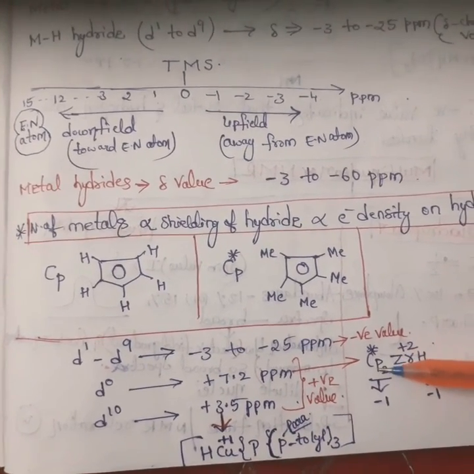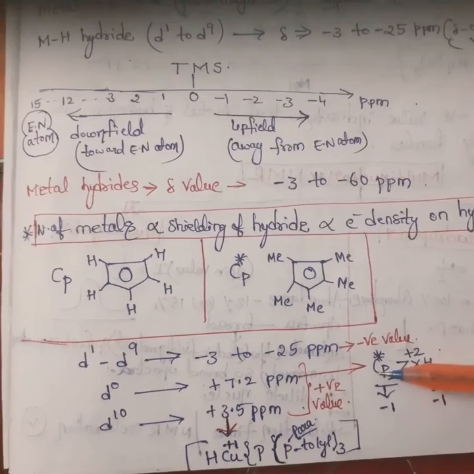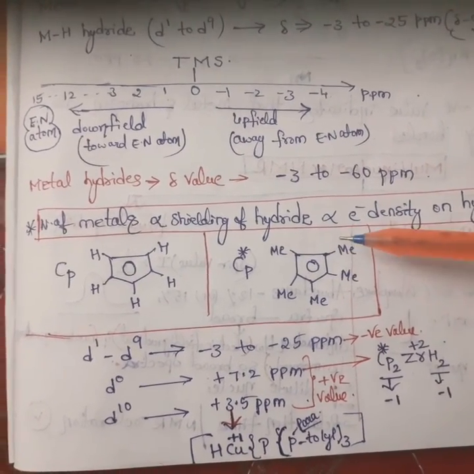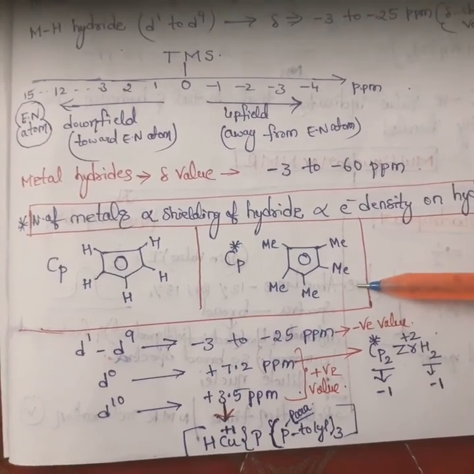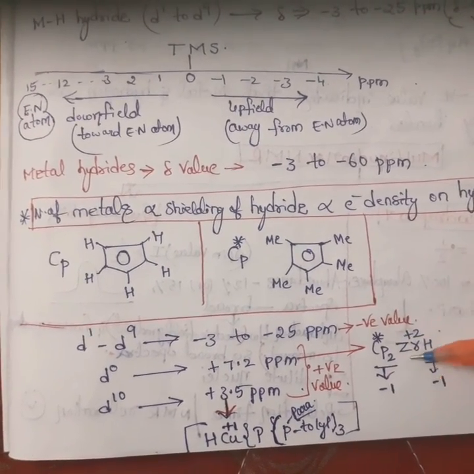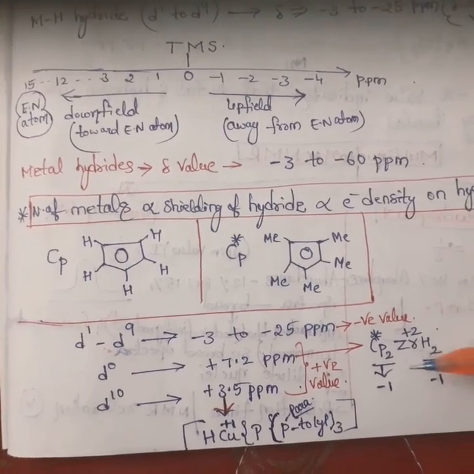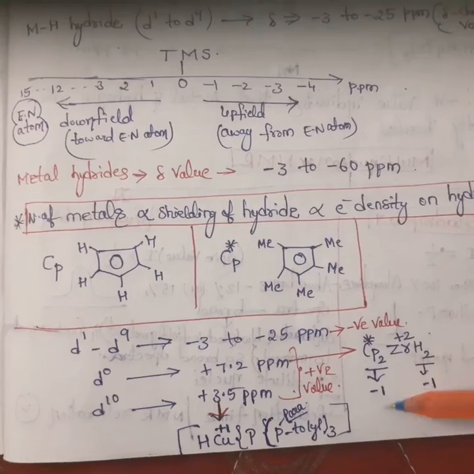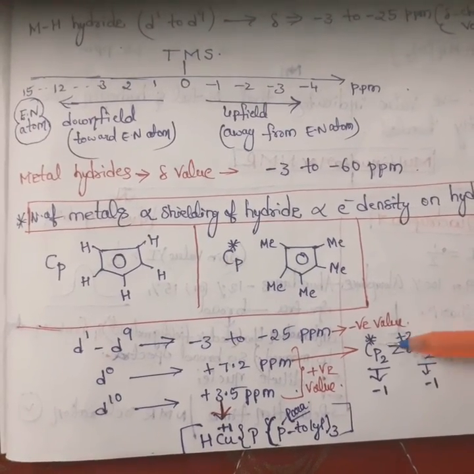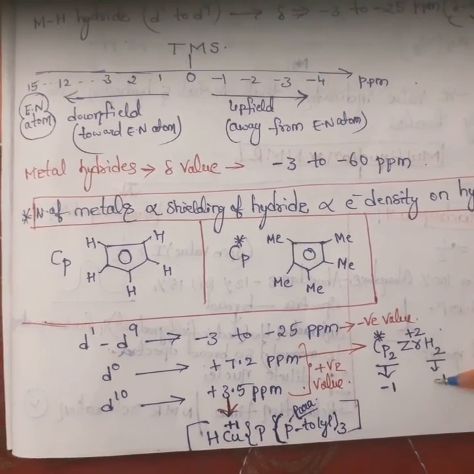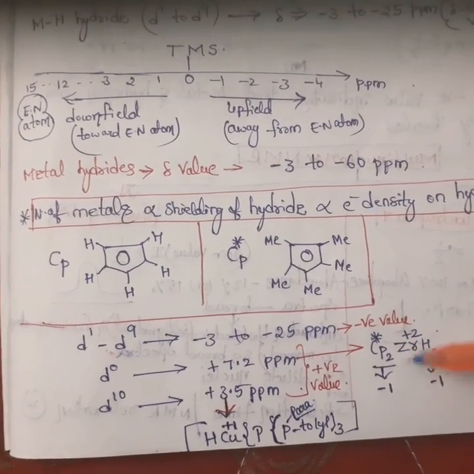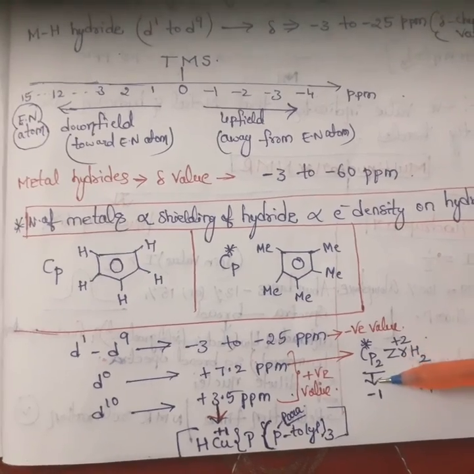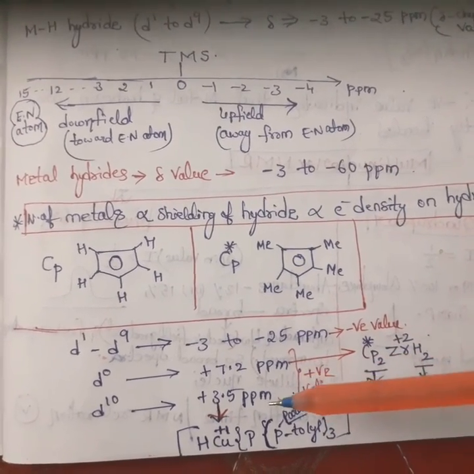Here we have used Cp2 star, which is why I told you this. Cp star means in place of hydrogen, methyl groups have substituted. So this is Cp2 star zirconium H2. Here the oxidation state of Cp star is -1, zirconium's oxidation state is +2, and H2 is -1 each. This is an example for a d0 complex having a chemical shift value of +7.2 parts per million.